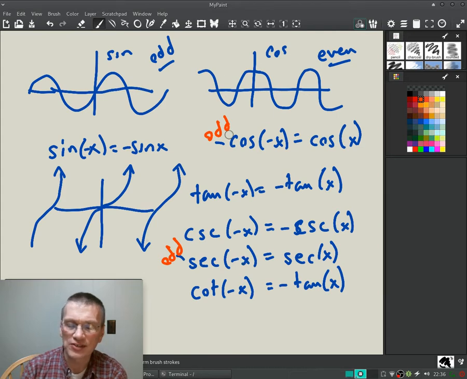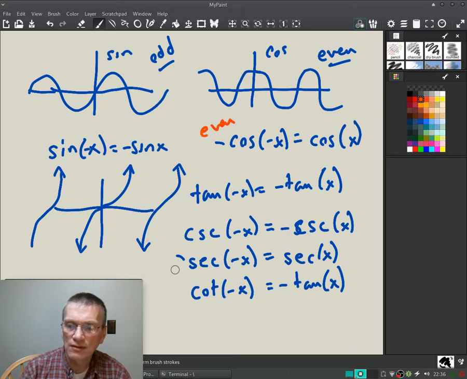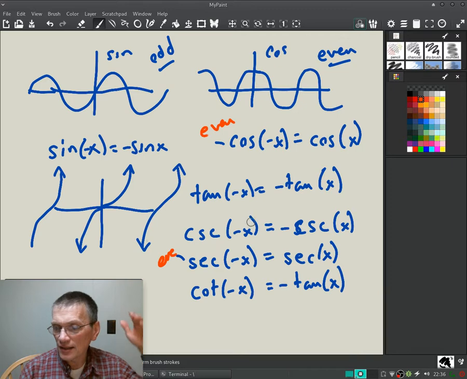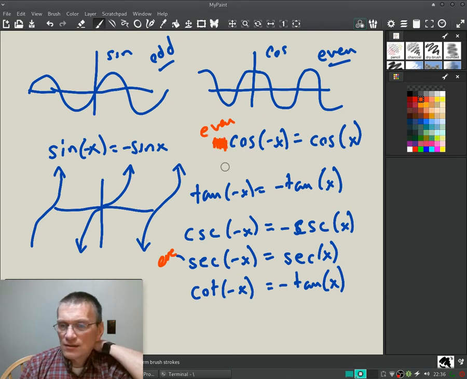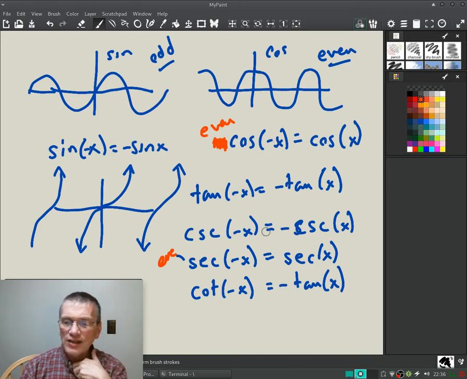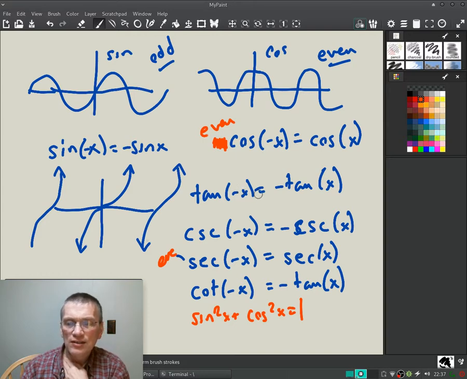Oops, sorry. Those are the even functions. The other ones are odd. So if you can take the minus sign out, it comes out front. Cosine of minus x equals cosine of x. Okay, so that's dealing with those. Combine that with sine squared x plus cosine squared of x equals 1. Combine that with that and its two other forms, and you have a bunch of tools for solving trig equations.